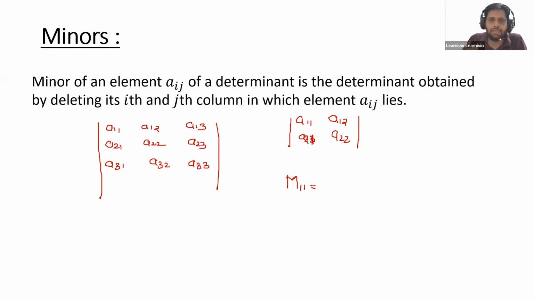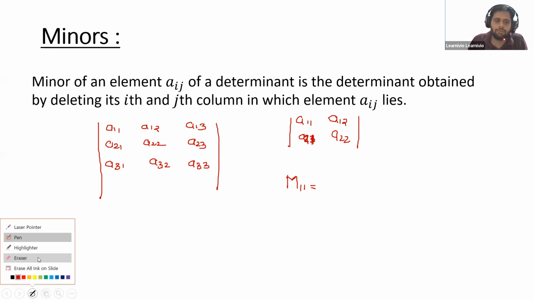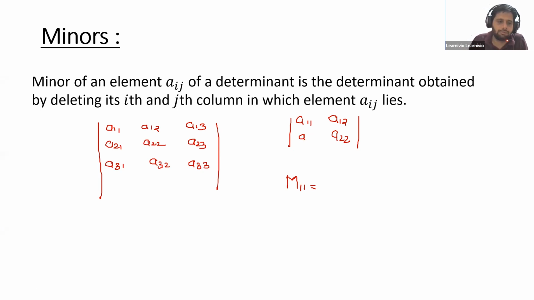So we find the minor of an element. In this determinant, we have 4 elements, so we will find the minor of these 4 elements. This is a21. So we need to find the minor of this, this, this, and this one. So we need M11, M12, M21, M22. Okay. So how do we find the minor?